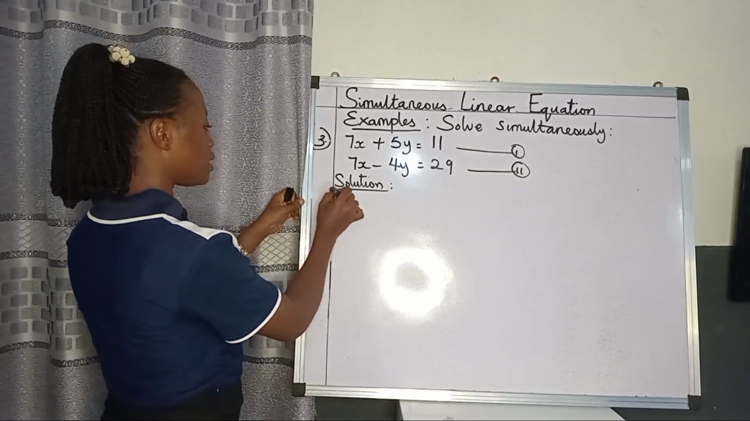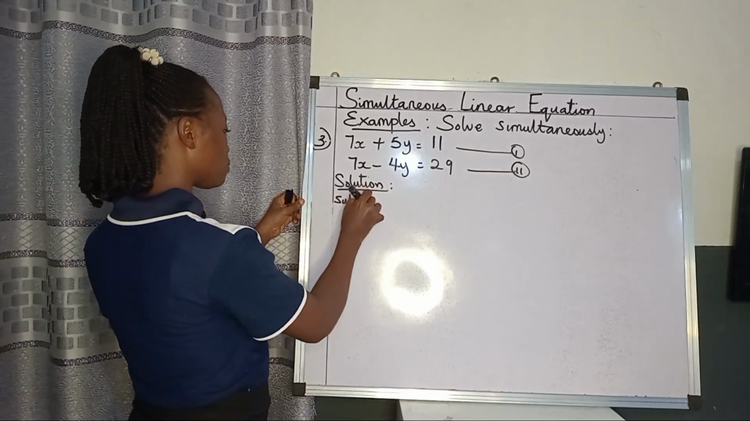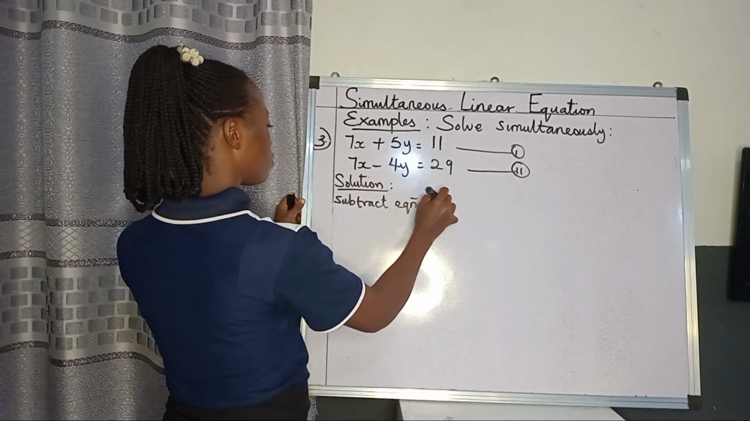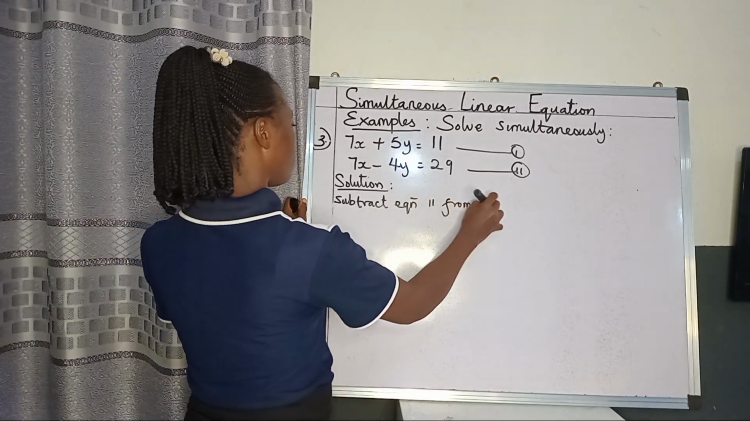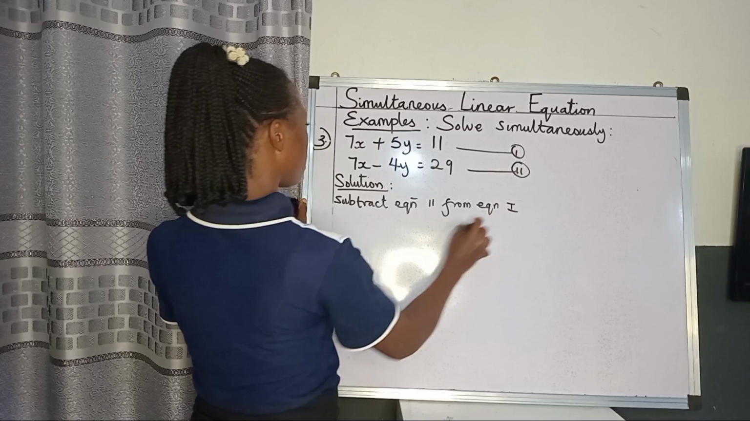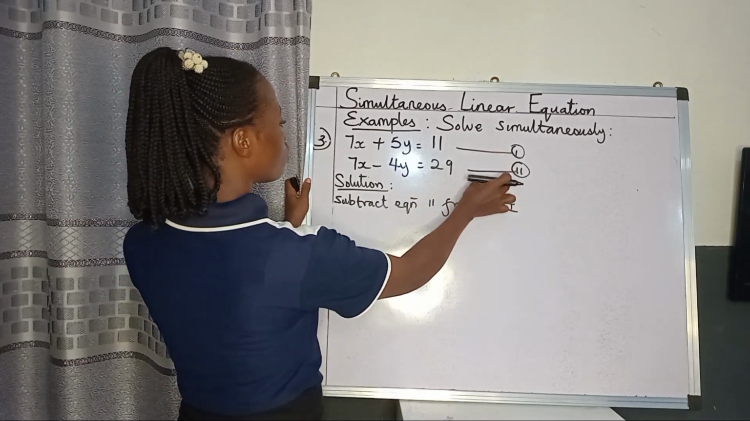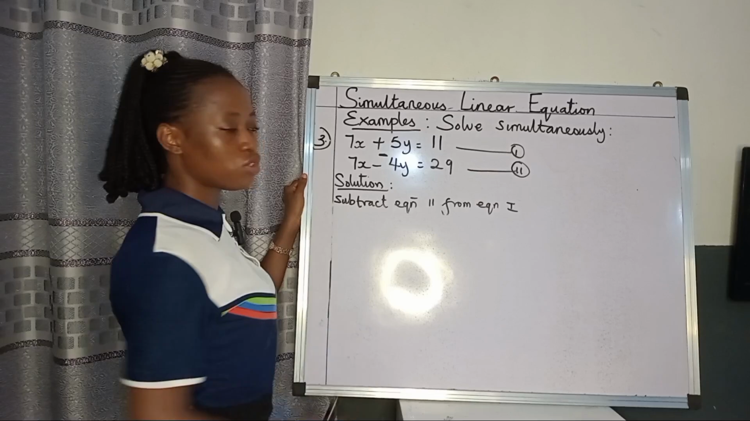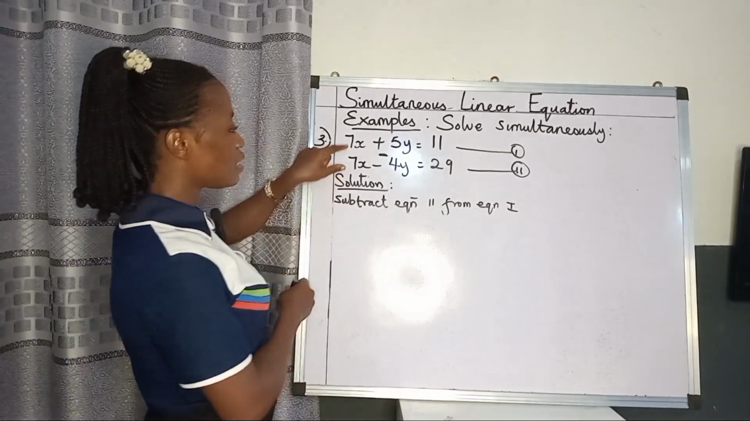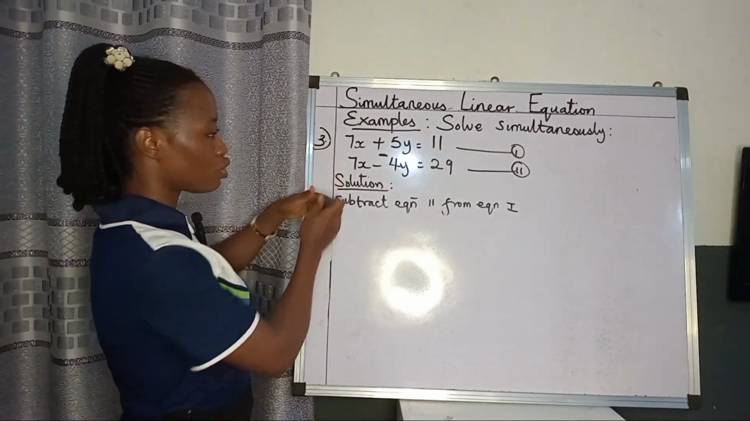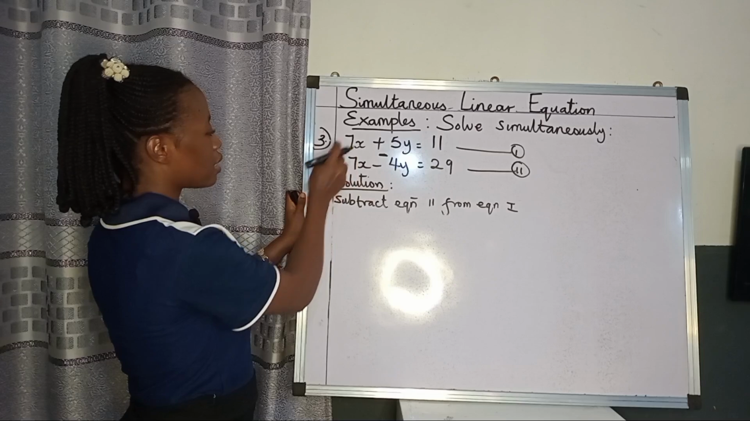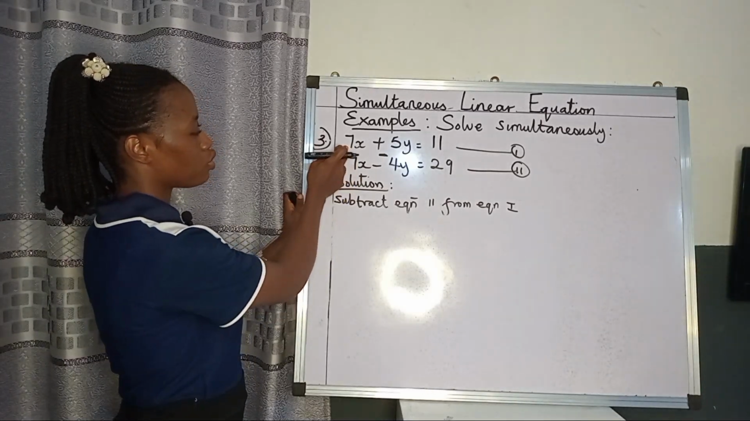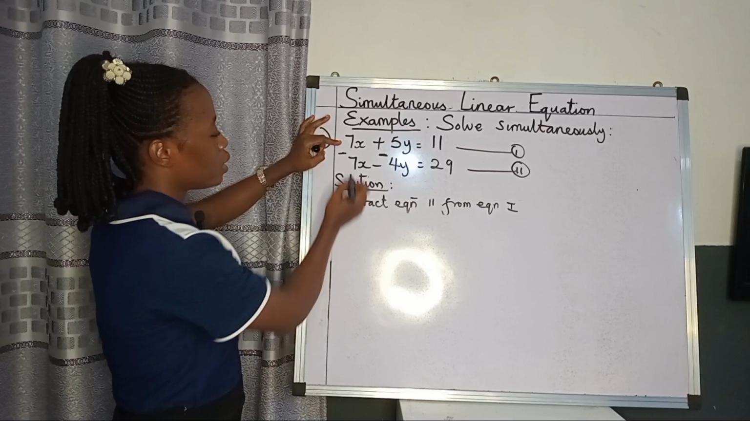So I can simply say subtract equation 2 from equation 1. Okay, so from equation 1 I'm going to subtract equation 2. Now this is equation 1 and this is equation 2. So there will be a negative sign to show that I'm subtracting equation 2 from equation 1.